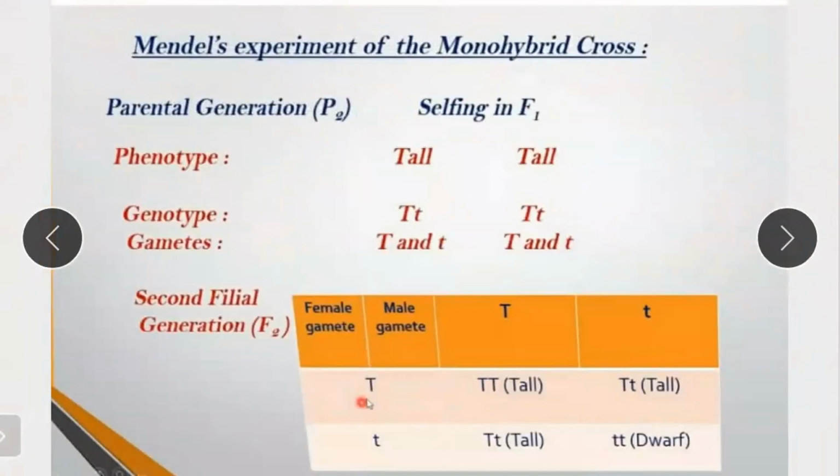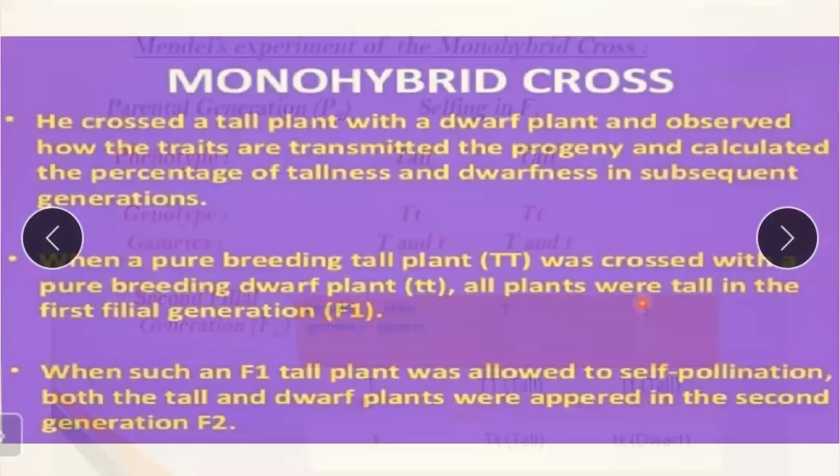So with the help of the Punnett square, what we have seen in the second filial generation is that three are tall and one is dwarf, but only one is purely homozygous dominant, while two are heterozygous dominant and one is recessive. Okay. Now, what is monohybrid?